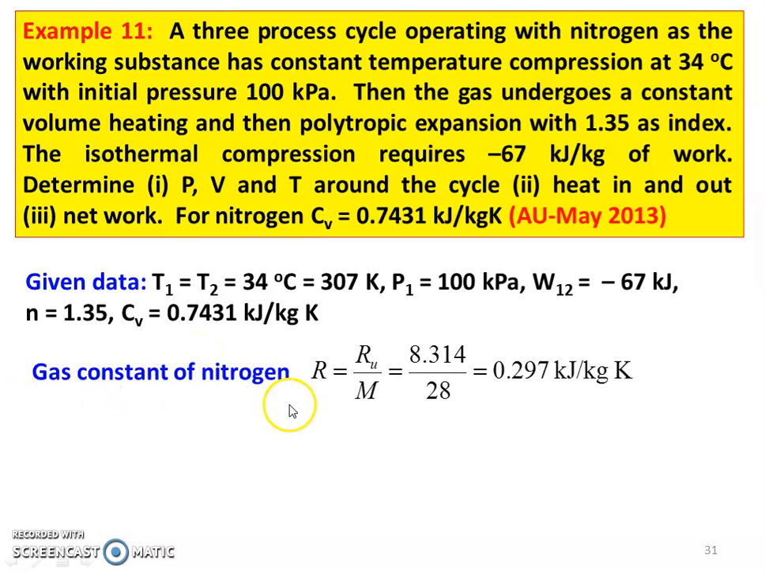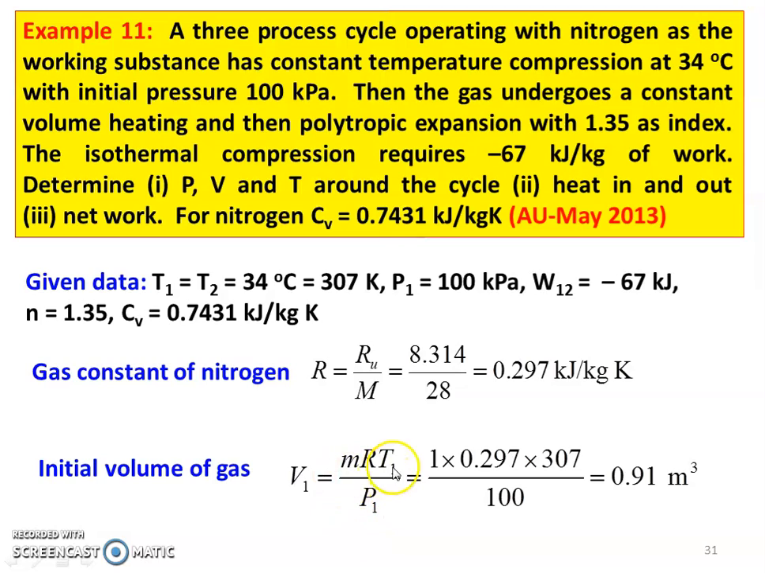Gas constant for the nitrogen. So, R equal to universal gas constant divided by the molecular weight. Universal gas constant equal to 8.314. Molecular weight of nitrogen N2 is 28. So, 0.297 kilojoules per kilogram Kelvin. Initial volume of the gas V1 equal to mRT1 divided by P1. m equal to 1 kilogram. Assuming 1 kilogram, R 0.297 into 307, temperature T1 equal to 307, divided by 100 kilopascal, which is 0.91 meter cube.